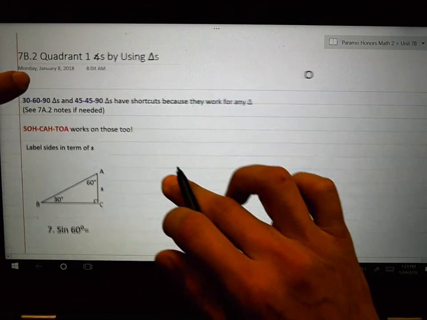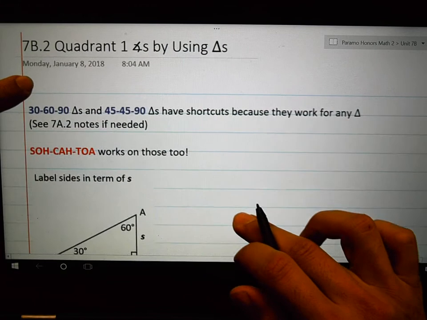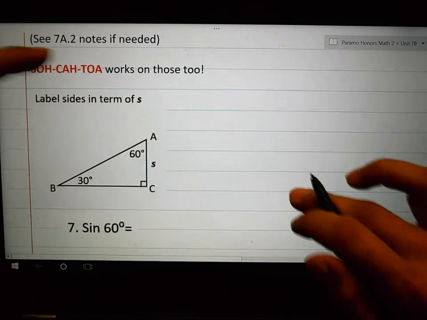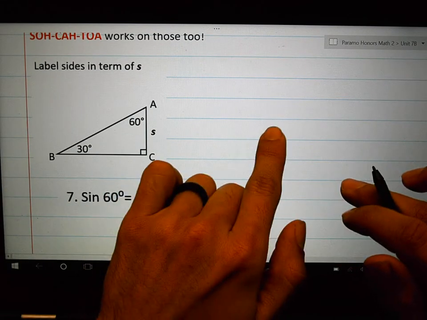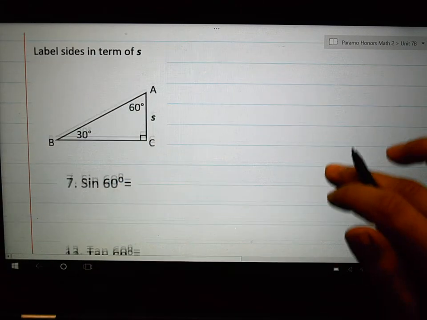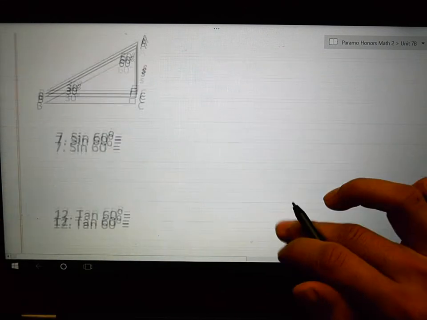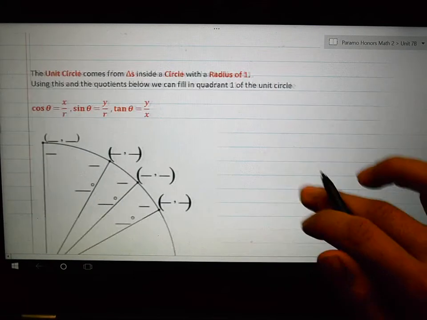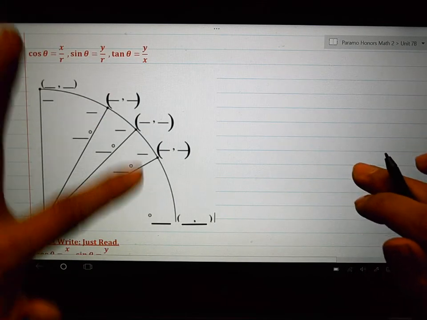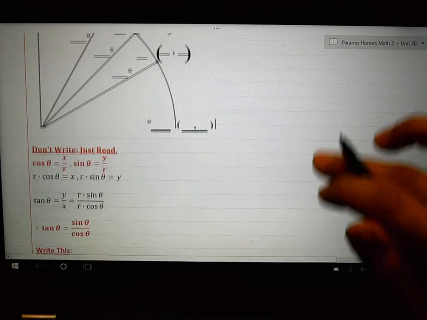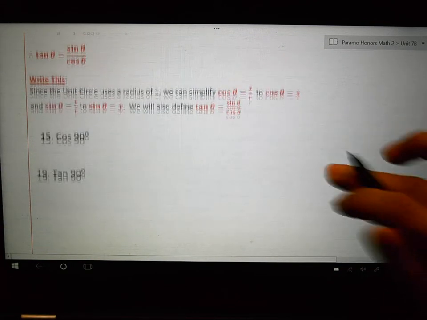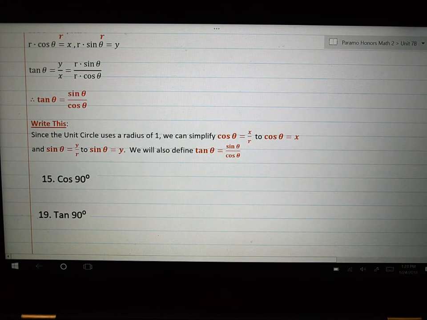7B number 2, quadrant 1 angles using triangles. What are we writing down? We're writing this down. We're going to have an example. I might even have to have another example there. We're going to do 2 problems based off of this. We have some writing, and then I'm going to show you this and where it comes from. So we have a read. Write this. Okay, so that's the overview of everything that we're doing.